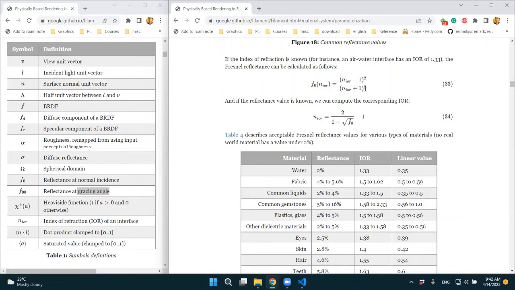What's the linear value? That's the grayscale color image thing. So if the IOR is 1.33, you'd put a 0.35 on the grayscale input image on the reflectance map. Oh, and it gets remapped. Yeah. Okay. So it's all about, hey, we want to store these in a map of color values, but we need to map this to a useful number quantitatively, which is what the IOR is.